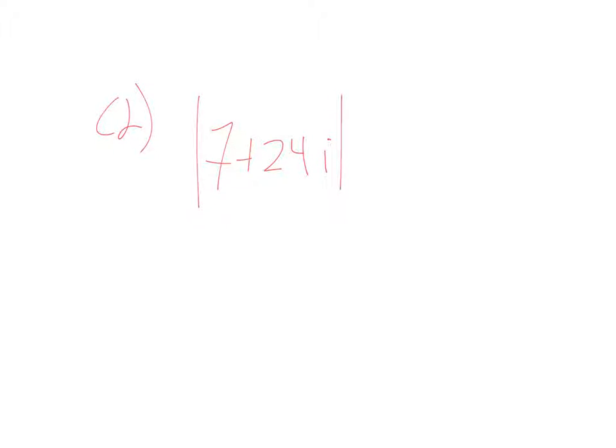For problem C2, we're taking the absolute value of the complex number 7 plus 24i, which is defined as the square root of 7 squared plus 24 squared, which is going to be 625, the square root of which is 25.